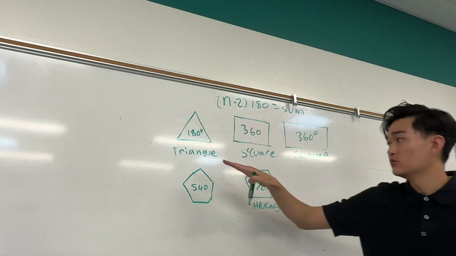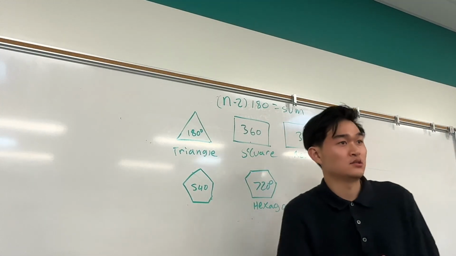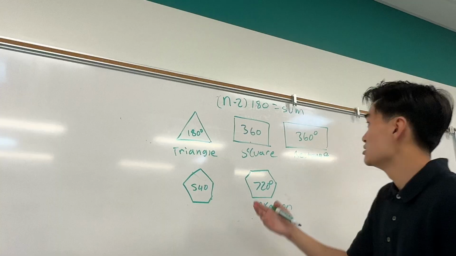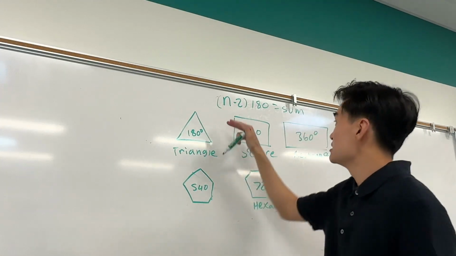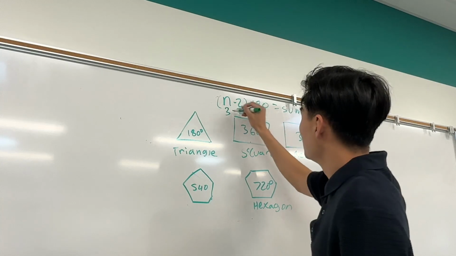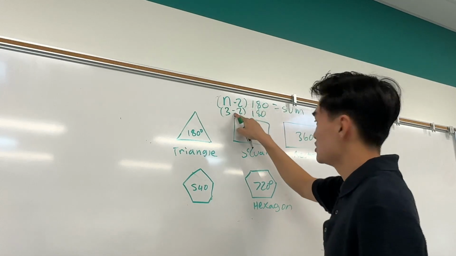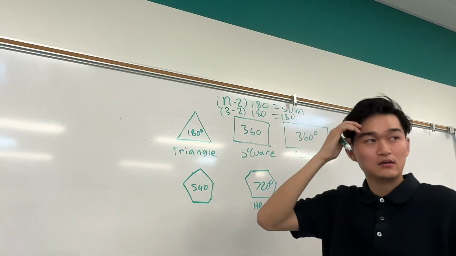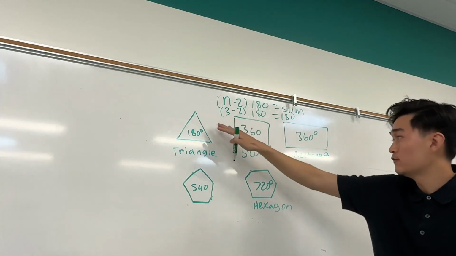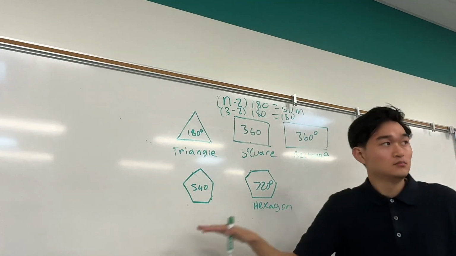Now for a triangle, you guys have practiced a lot, so you know that a triangle is 180, right? So if I plug in, how many sides does a triangle have? 3, right? So this is 3 minus 2 times 180. This is 1. 1 times 180 is 180, right? So that's why this triangle is 180. This equation is true for every single one of these.